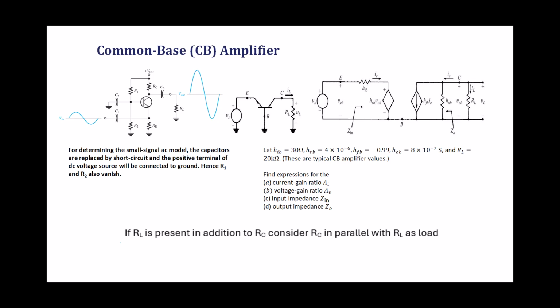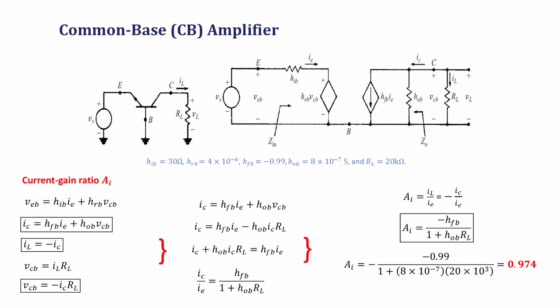Using these values, we are going to find 4 things. Part A, the current gain ratio AI, part B, the voltage gain ratio AV, part C, the input impedance Zin, and part D, the output impedance ZO. Let's work through each one. Let's derive the current gain ratio AI.